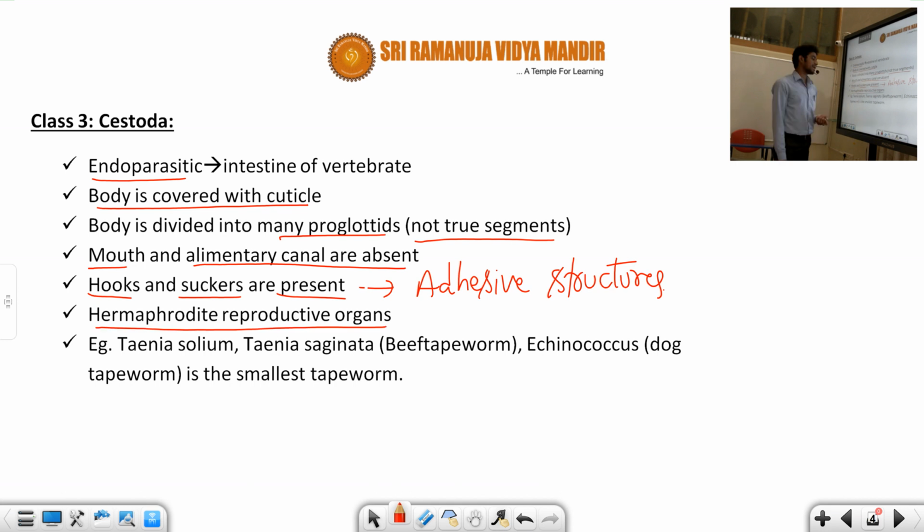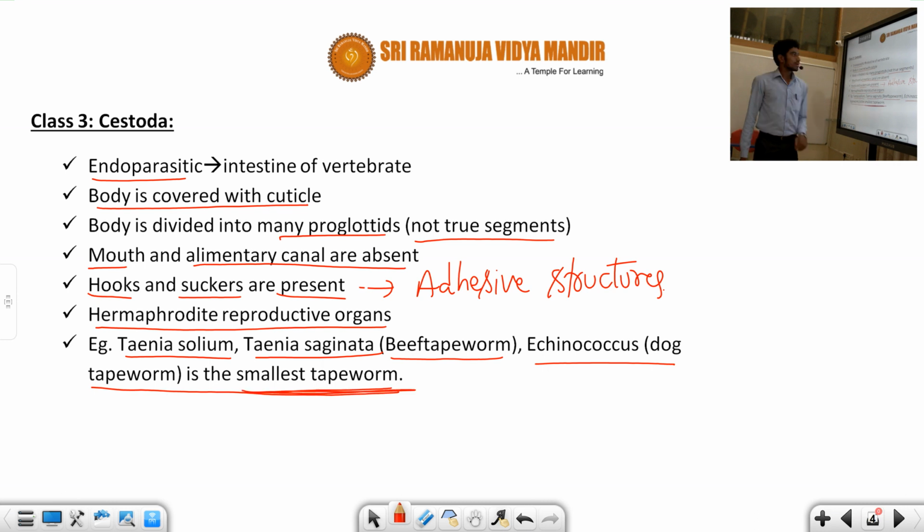The common examples, student: Taenia solium is also known as the pork tapeworm, and Taenia saginata is also called the beef tapeworm. And one more important point: Echinococcus is known as the dog tapeworm. This is a very important point, student. They will definitely ask a question in the NEET exam. Echinococcus is known as the dog tapeworm. It is the smallest tapeworm. So these are common examples for class 3 Cestoda.